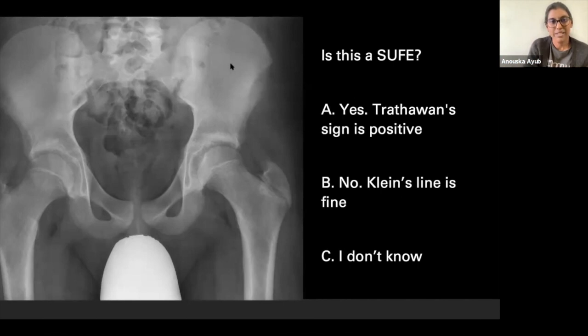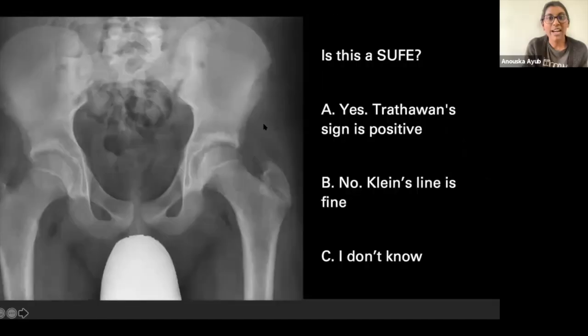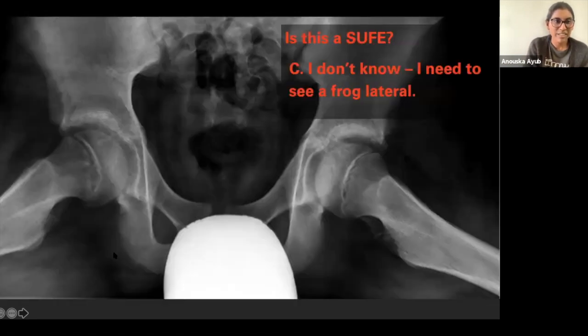So let's have a few minutes. Have a look at the x-ray. What are we thinking? Do we have the answer? This is a pretty quick question. Let's have the answers. Here we go. I don't know is the correct answer, because you have to have a lateral.